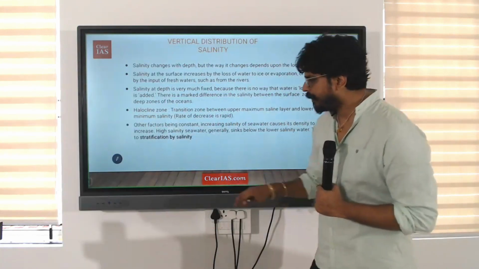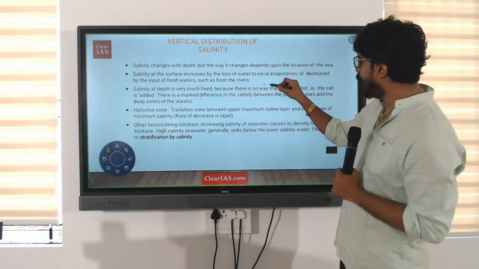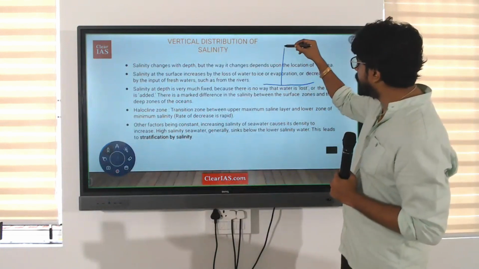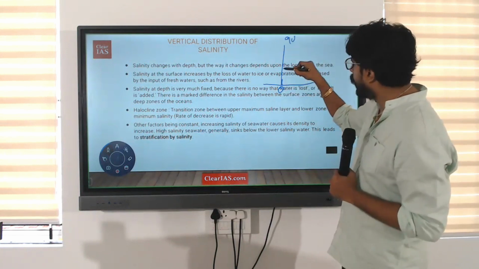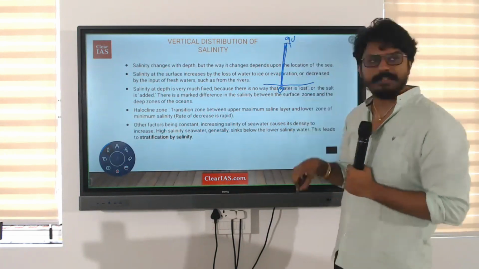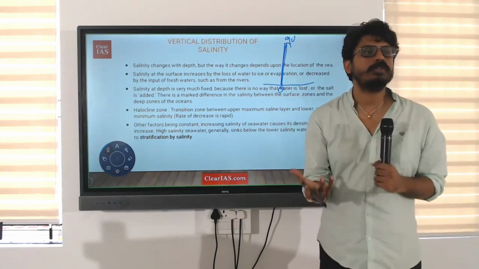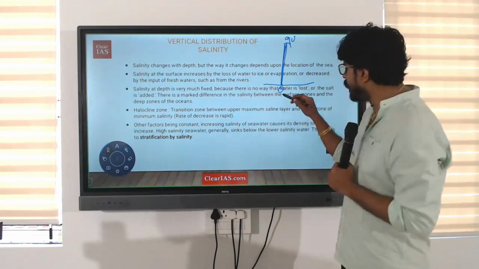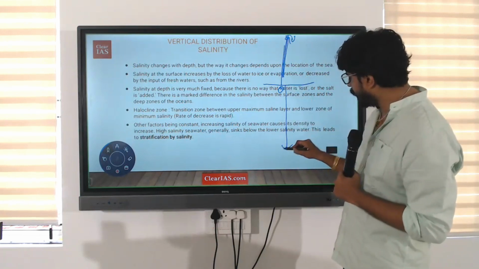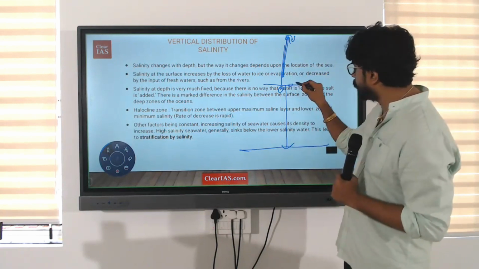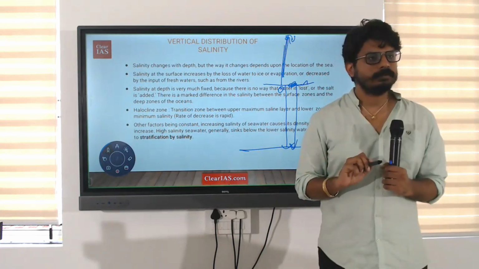Now, when we study salinity, we'll be studying two types of salinity. One, horizontal salinity, where we study how the surface salinity changes as we move from the equator to the poles. We call it horizontal salinity. Second, we will study vertical salinity: how the salinity changes as we move from the surface of the ocean to the depth of the ocean.